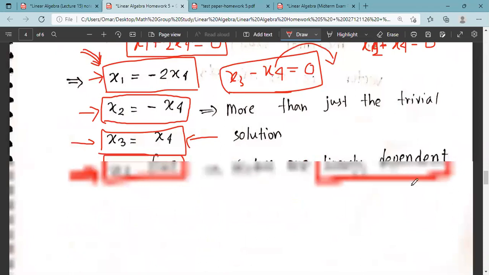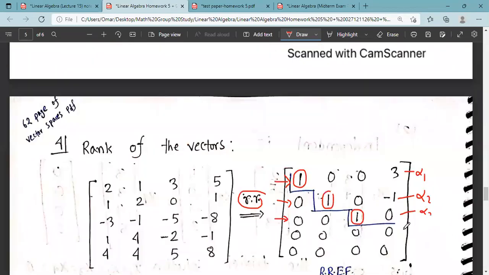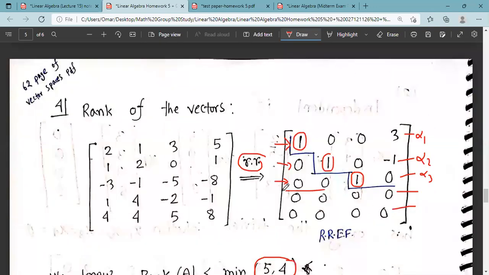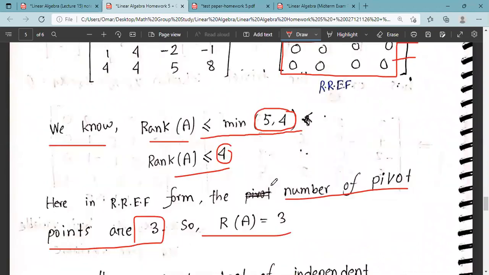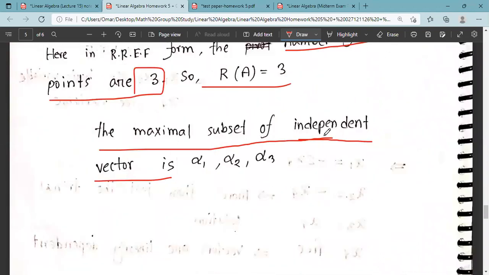Here we have 3 basic variables, that is alpha 1, alpha 2, and alpha 3, right? And these 2 variables are free variables, because all the entries of these two rows are 0. That's why they are free variables. Our pivot points are on the first 3 rows. So we can say that the maximal subset of these independent vectors is alpha 1, alpha 2, and alpha 3 because they contain the pivot points.